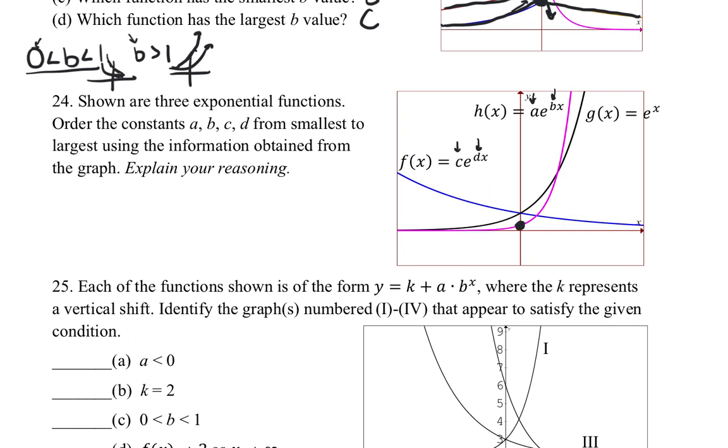So here is that one, and here is that one. And we can compare it to g of x, the black line. So I know e to the 0 is equal to 1. So I know that since c is equal to this line here, c is equal to 1 also. So that means I know that d is less than 1.